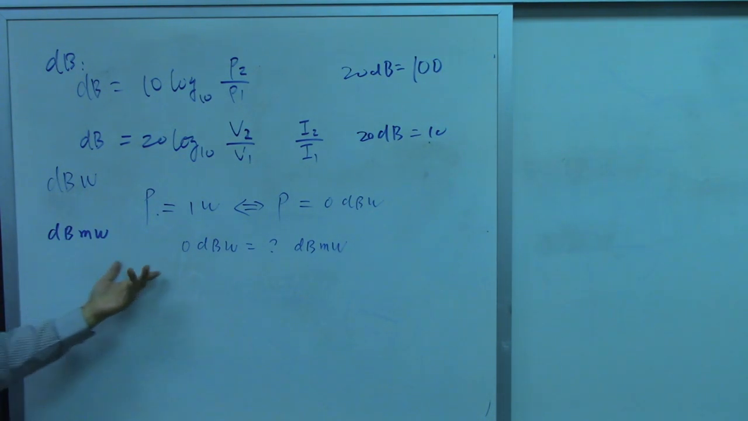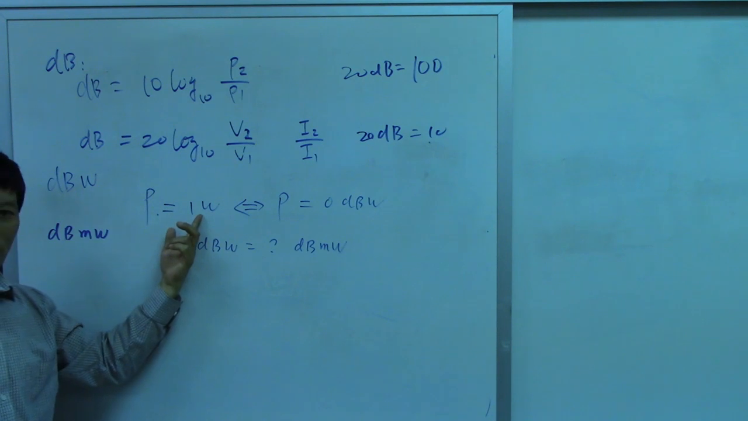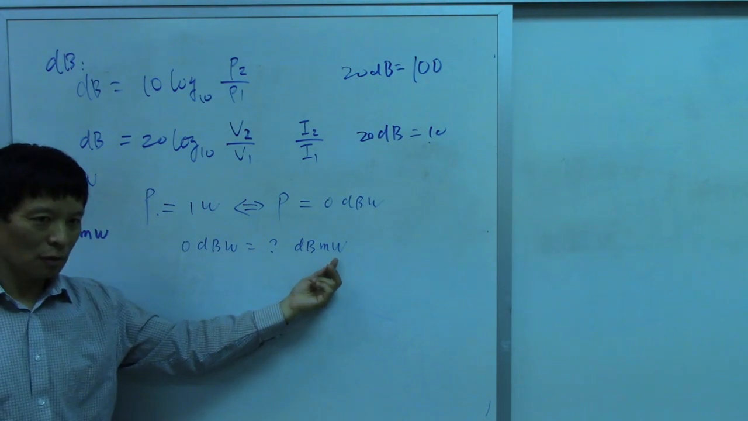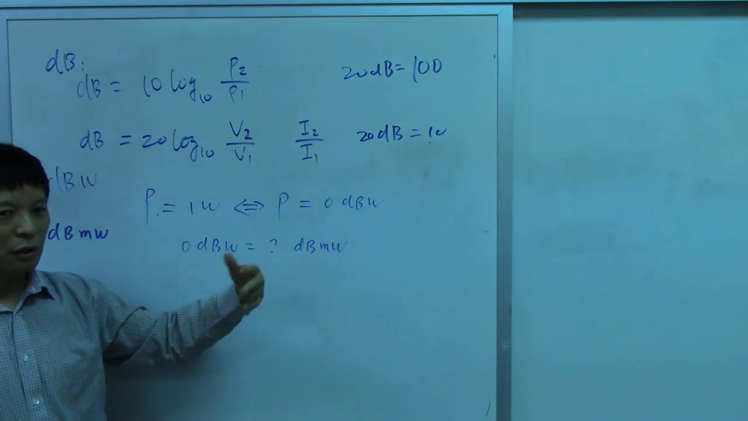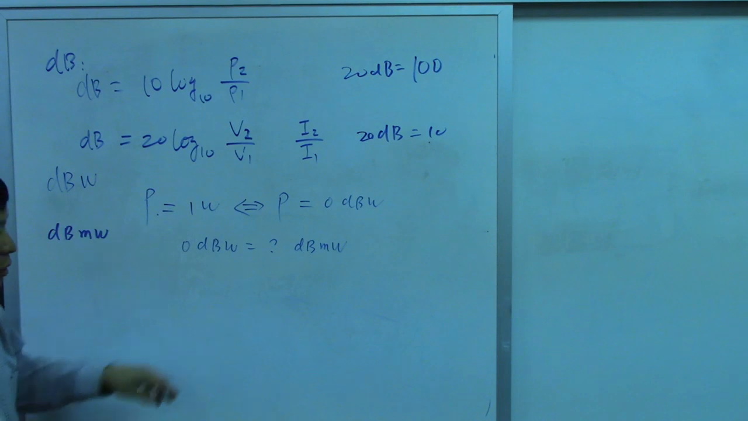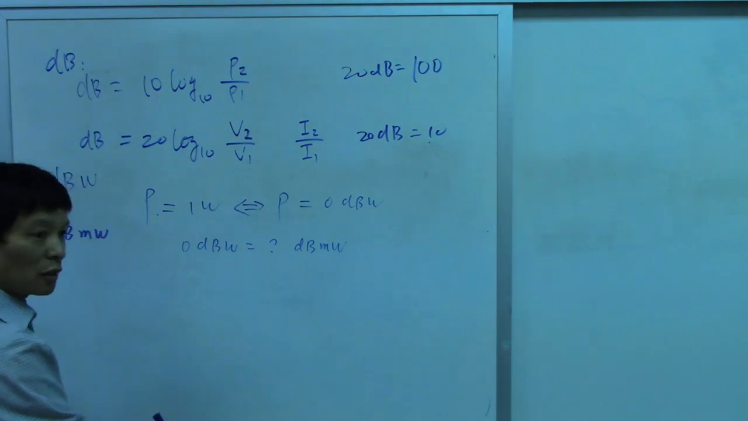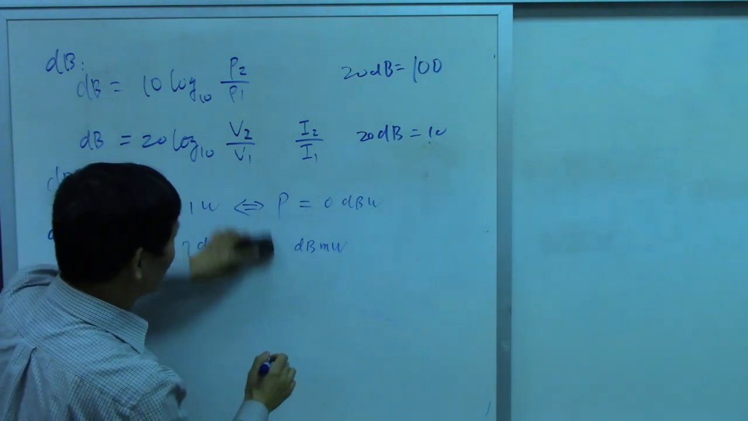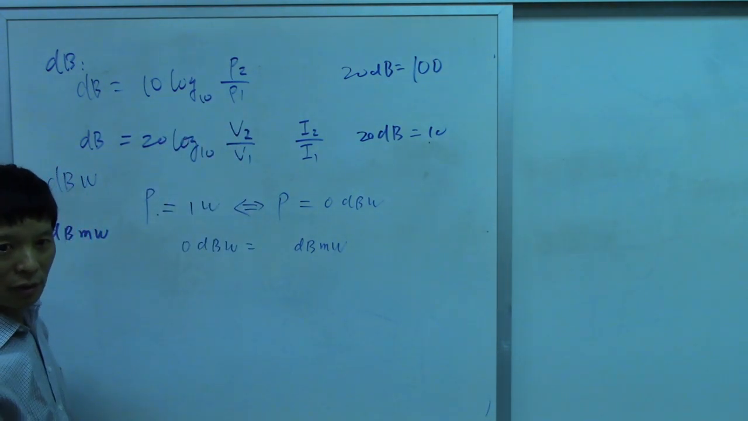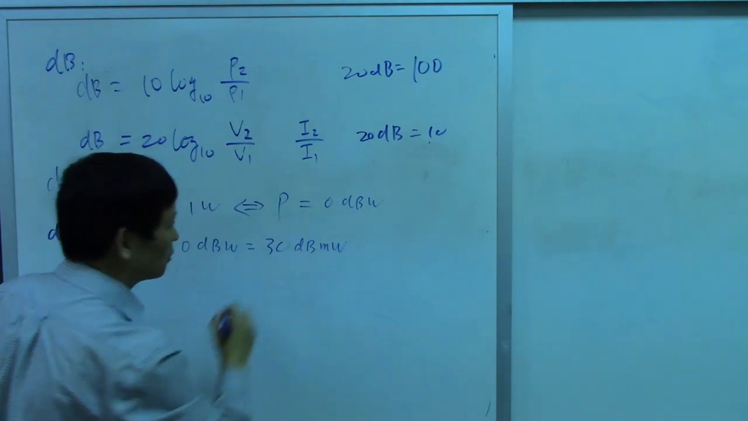Right now you think this one converted into watt equals 1 watt, right? So 1 watt compared to 1 milliwatt, the ratio equals 1,000. 1,000 converted into dB, so this one is supposed to equal 30, right? So 1,000 converted into dB, take the log base 10, 1,000 equals 3. 3 times 10, so that equals 30.